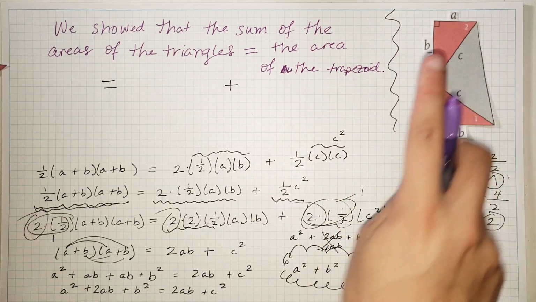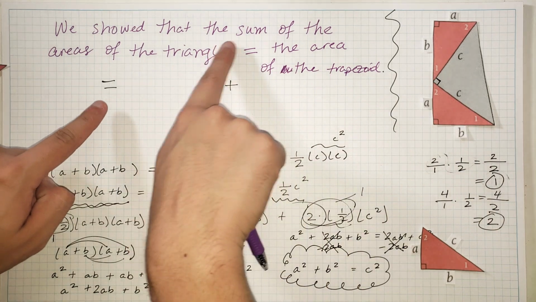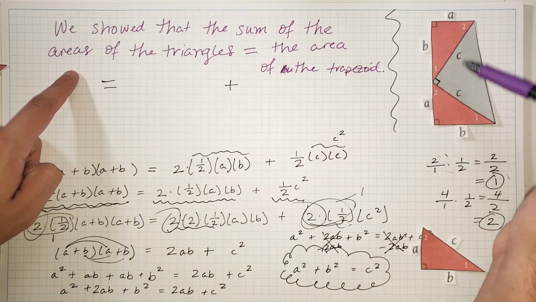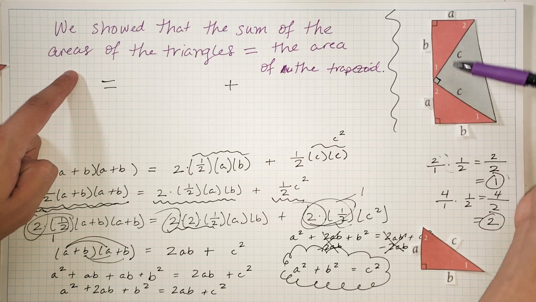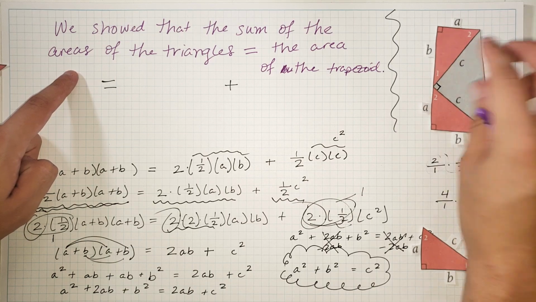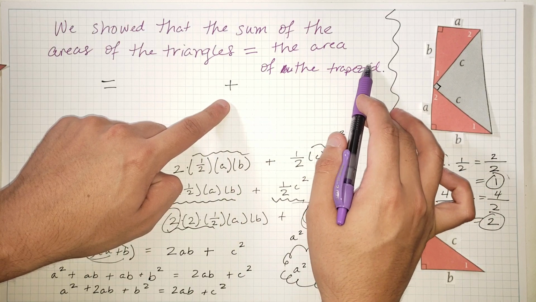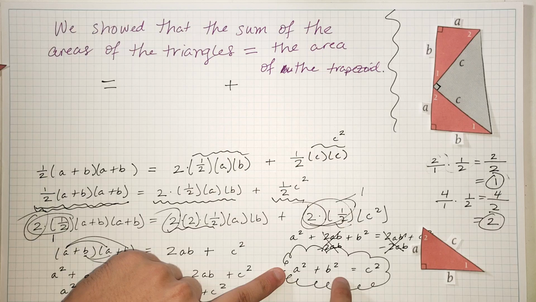So what does it mean? Here's the most important part. What does it mean to use the trapezoid method to show that a squared plus b squared equals c squared? It means to show that the sum of the areas of each of these three triangles, if you add up all these areas using the letters and the algebra, you'll get the area of the trapezoid. And when you do some other algebra, you end up with a squared plus b squared equals c squared.